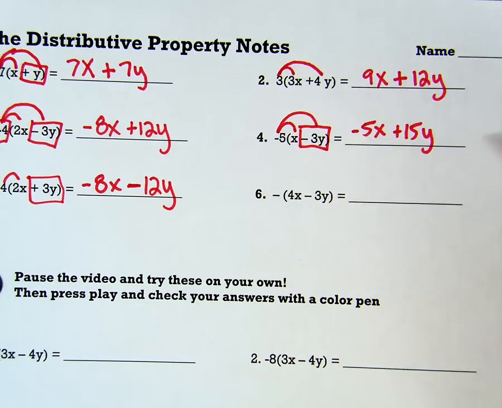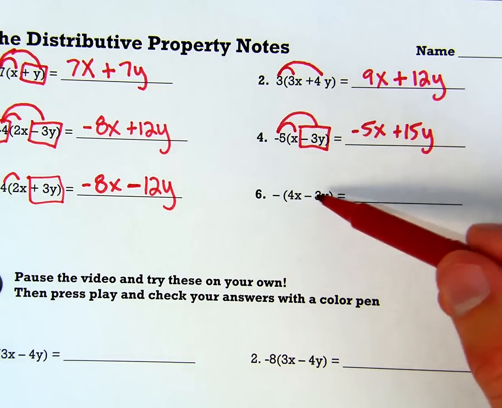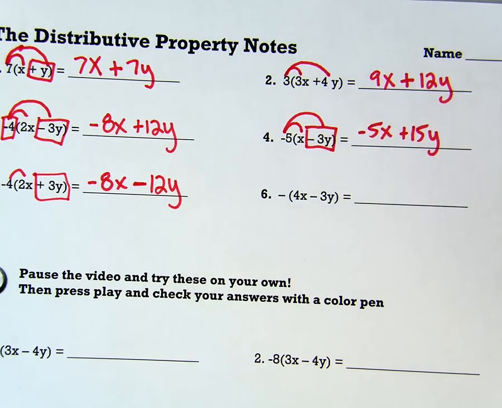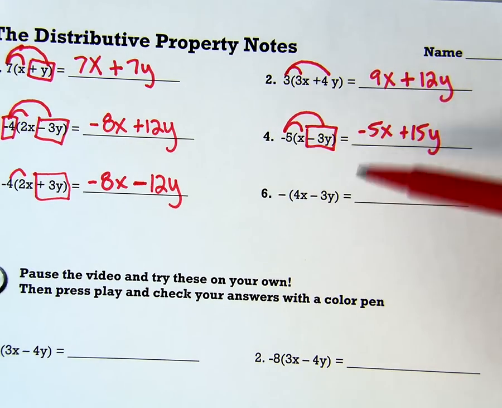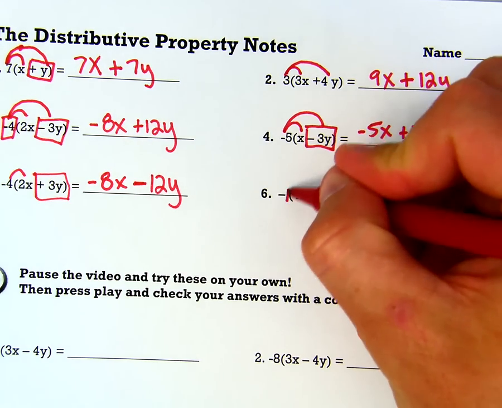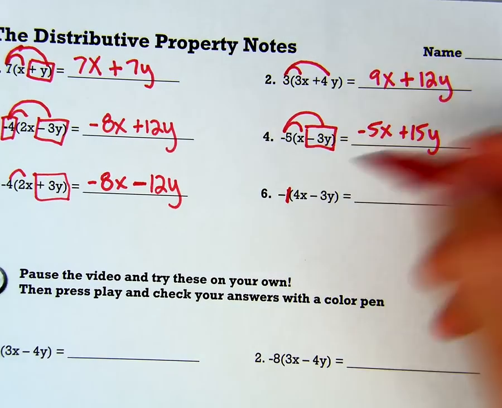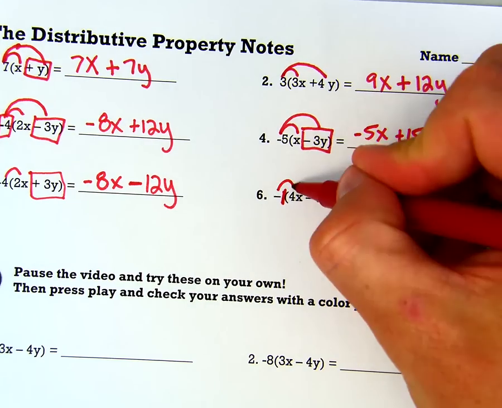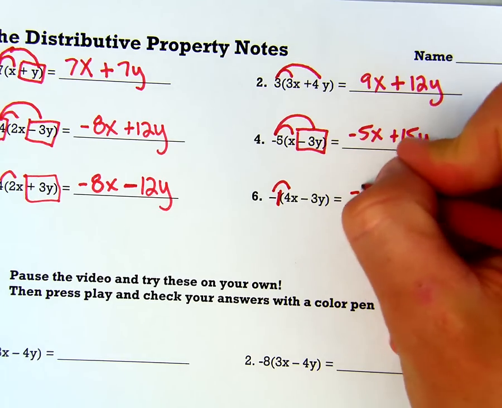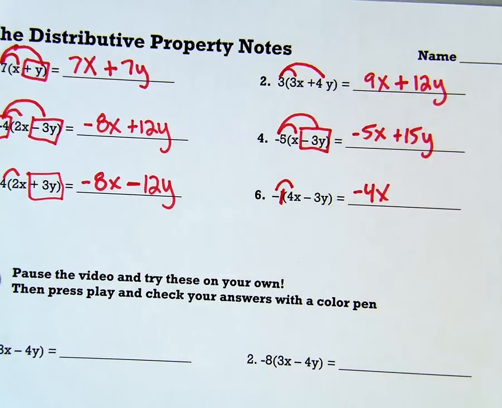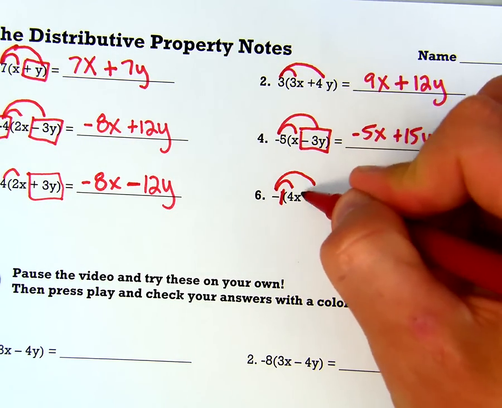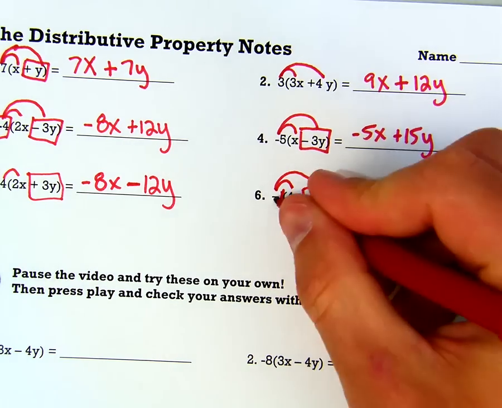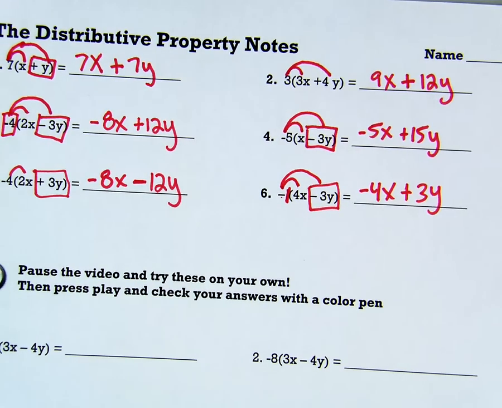And lastly, we have a negative times 4x minus 3y. Now this negative right here, just like with a variable like x, how there's nothing with it, that negative is actually the same thing as negative 1. So I'm going to write in a 1 there just to make it easier for me to work with. So negative 1 times 4 would be negative 4x. And then negative 1 times negative 3y is going to be a positive 3y. Negative times a negative is my positive, so plus 3y.